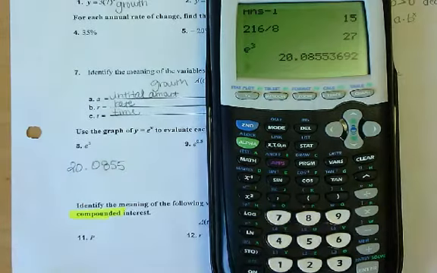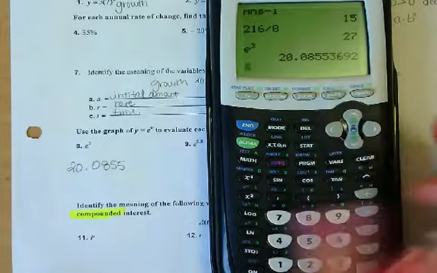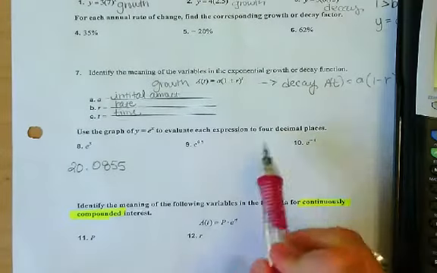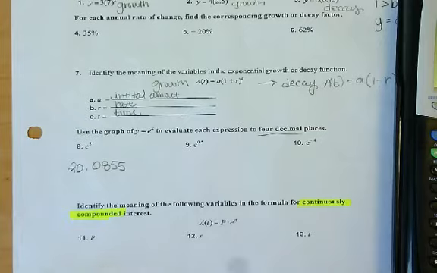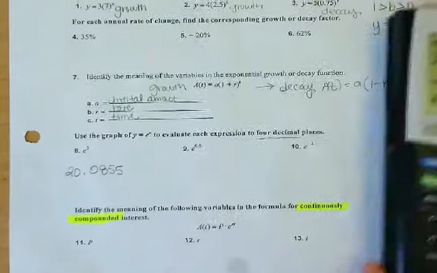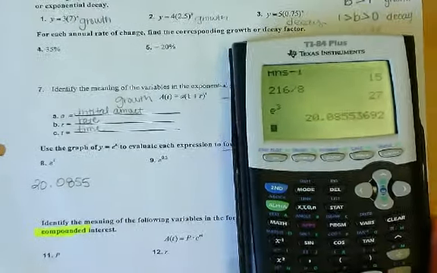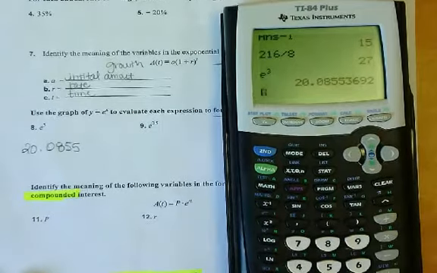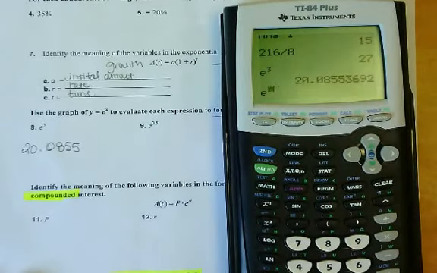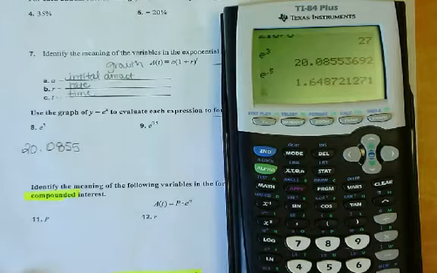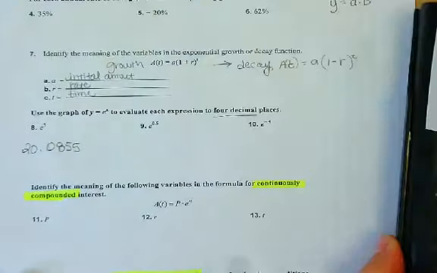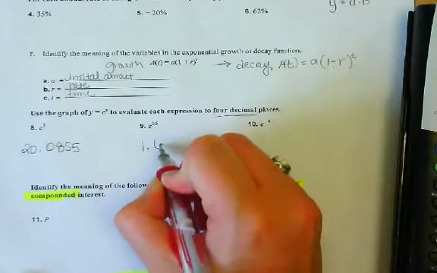20.0855. Notice I cut mine off at the 4th decimal place, because in my instructions it said 4 decimal places. So for problem number 9, I'm going to do the same thing. I'm going to press second, ln, and then my exponent is 0.5, which gives me a solution of 1.6487.